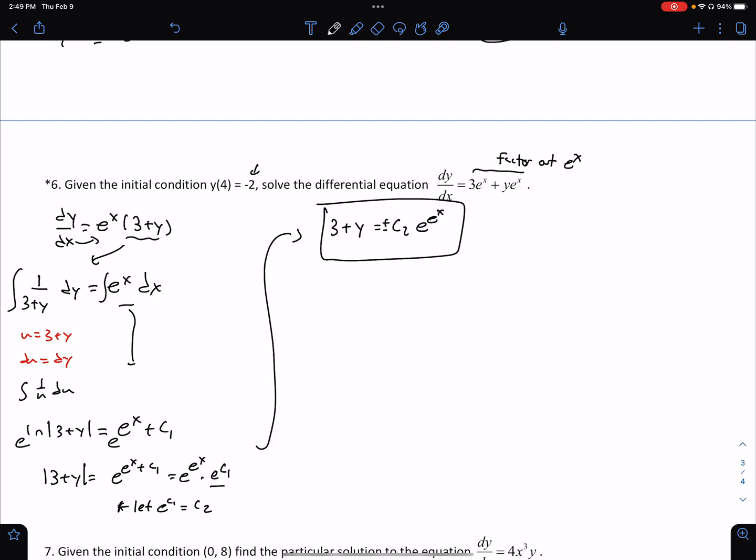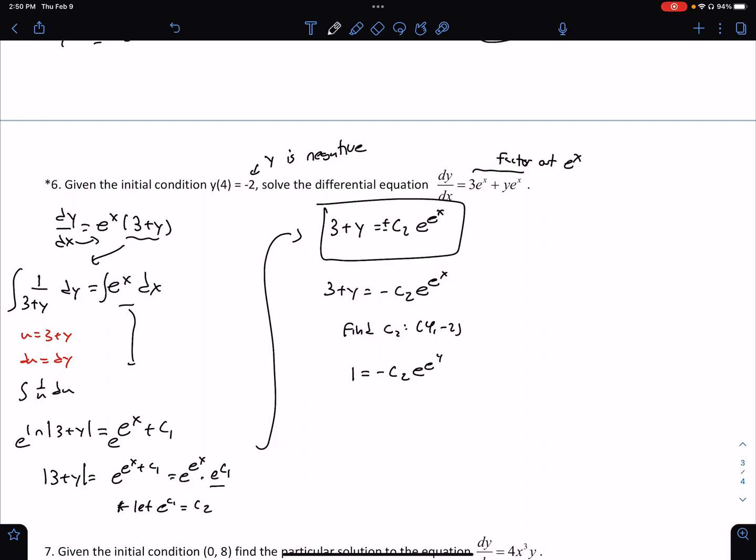Now, my initial condition tells me that y is going to be negative here, and that's the one I want to pick. So I can go ahead and write that: 3 plus y equals negative c2 e to the x. Plug in your initial condition. We're going to find c2 by plugging in the point 4 and -2. If I plug -2 in for y, that's just going to give us 1 equals negative c2 e to the fourth.